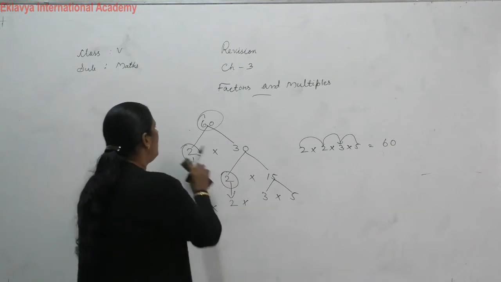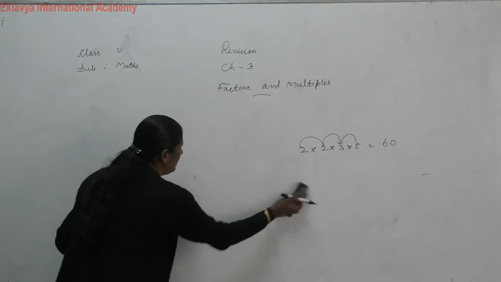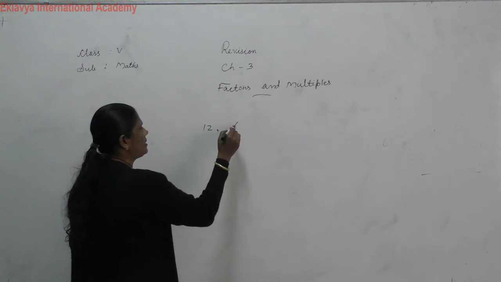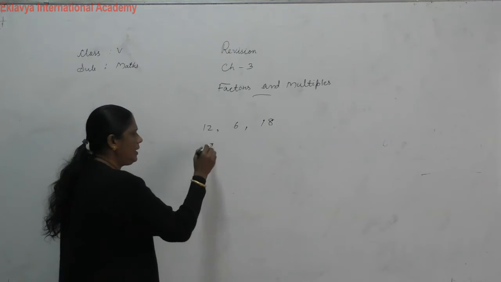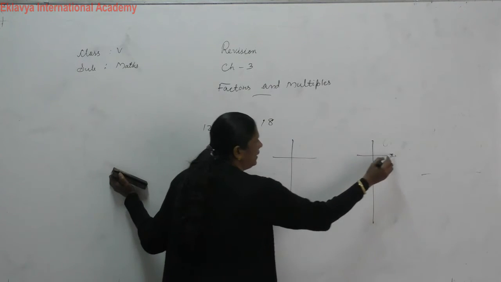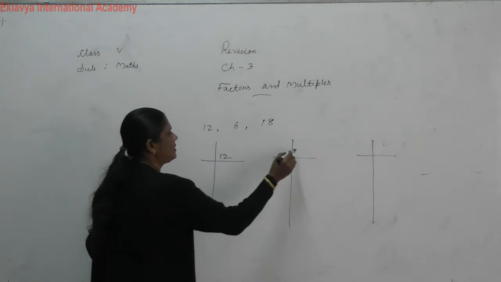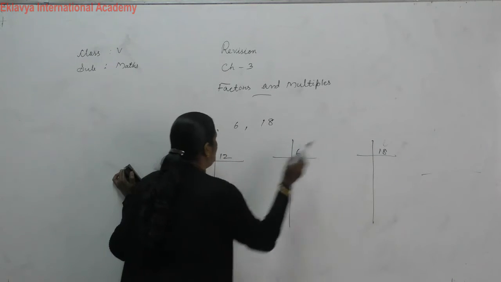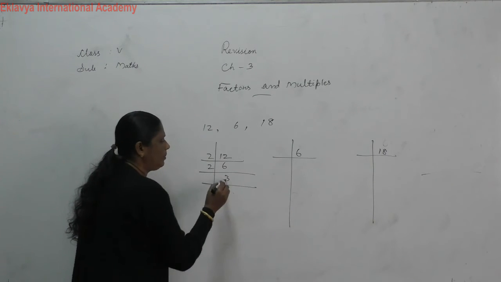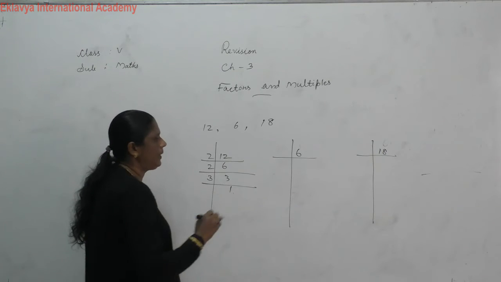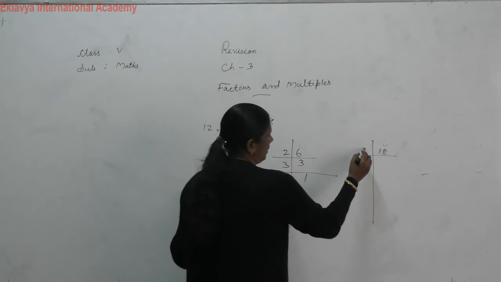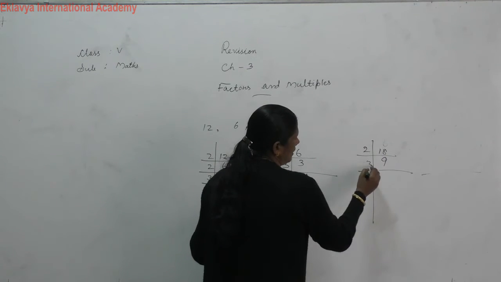Understand? Then find the HCF and LCM. First we find the HCF. 12, 6, 18. In HCF you find each number separately. 12, 6, then 18. First 2, 6, prime factorization method, 3, then a prime number comes, then stop here. Here 2, 3, then 3, 1. Here 2, 9, then 3.